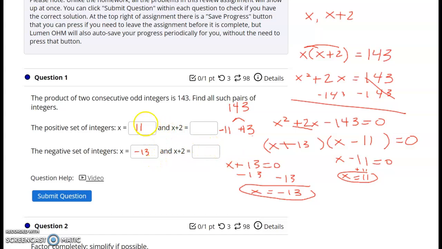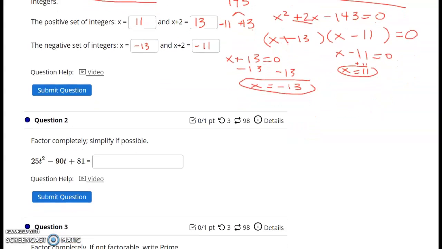And so what we can do is just put them in each of those x spots. Think of each of those as kind of the start of one of the pairs. So we do 11 plus 2, we get a positive 13. Negative 13 plus 2, we get a negative 11. Now I would check both of these and make sure that the product of these is 143 and that they're two consecutive odd integers. Well, 11 and 13 are consecutive odd because it's one after the other for odd numbers, 11 times 13 is 143. And then similarly below. So anyway, that's how I would recommend doing that first problem.